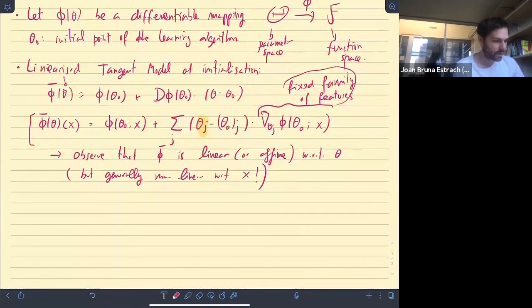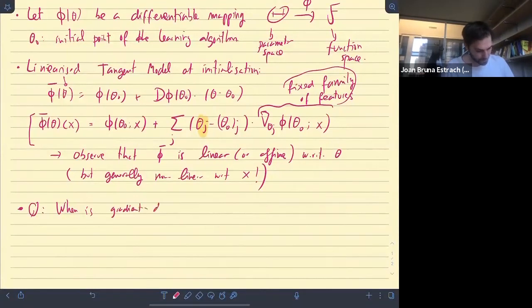All right. So I guess that the question that this work addressed, and the important question for us now, is when is gradient descent learning similar under those two models. Okay, so we have two models now. We have the original one, that is the nonlinear one, and the linearized one.